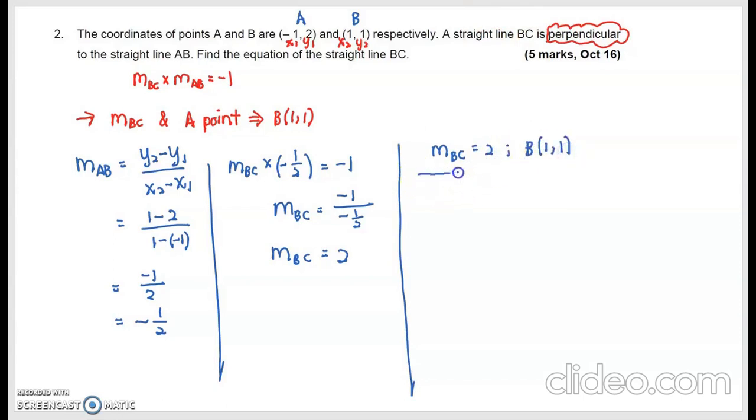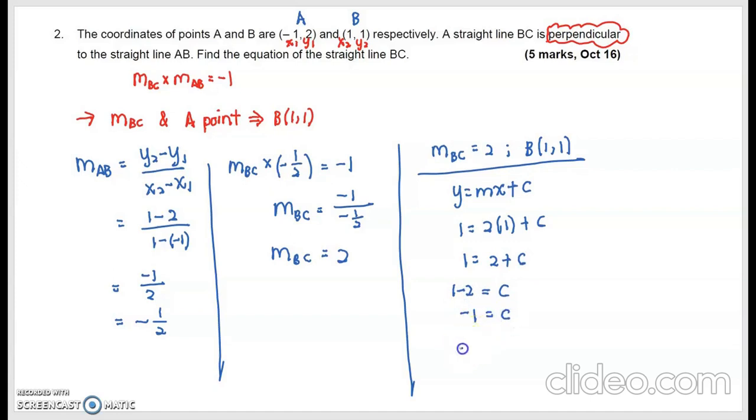So we can find the equation of the straight line by using the formula y is equals to mx plus c. So first we need to find the value of c. Y is 1, m is 2, x is 1, plus c. 1 is equals to 2 plus c. So c is equals to 1 minus 2 or negative 1. So the equation of the straight line will be y is equals to 2x plus c. C is negative 1. So this is the answer for question number 2.